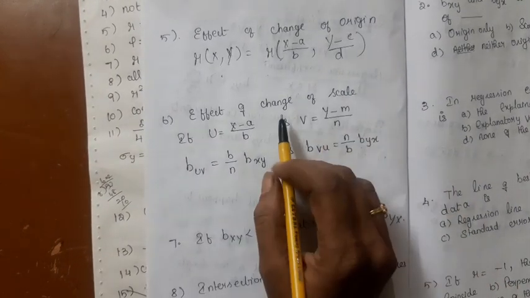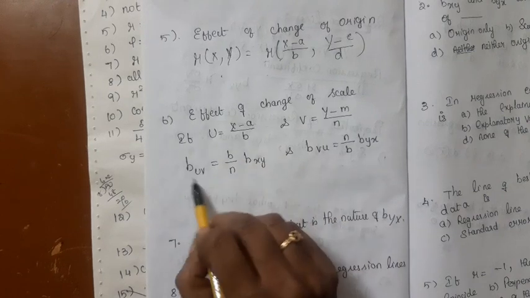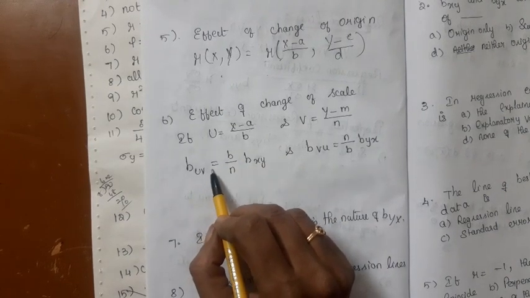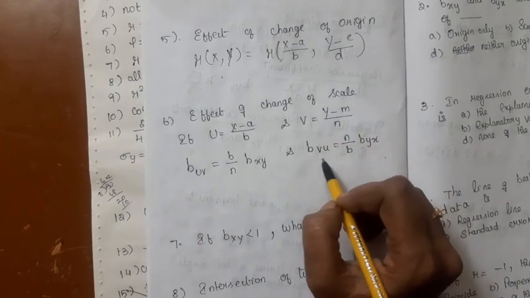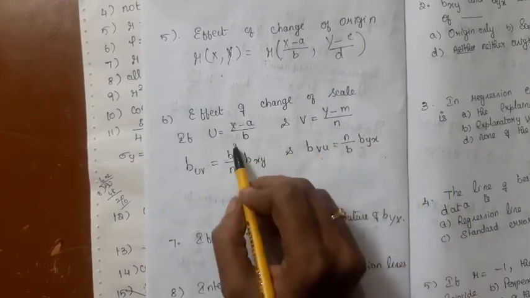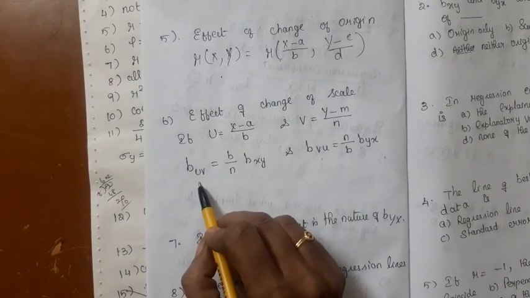And what is the effect of change of origin and scale on the regression line? If you change the origin, the regression coefficient will not be affected. But if you change the scale of the variables, the regression coefficient will be affected.